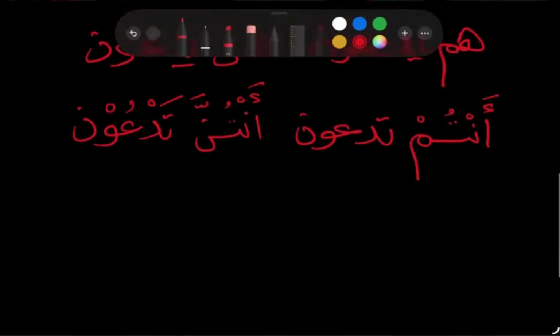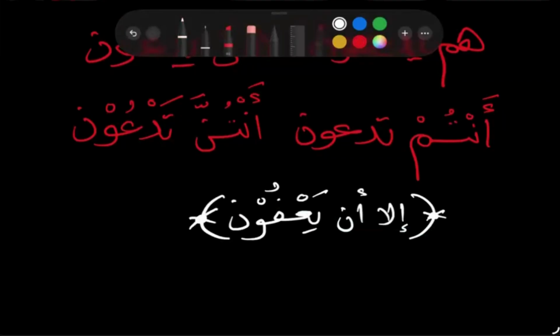And what came in the Quran? Illa an ya'fun. Here's the ayah, if you remember from the Qatr an-Nada lessons. Illa an ya'fun. Unless they pardon. Who's they here? The women. Where's their pronoun here? The noon. Why didn't the noon go away here? Because that's noon niswa. That's the women's noon. That's not the other noon.